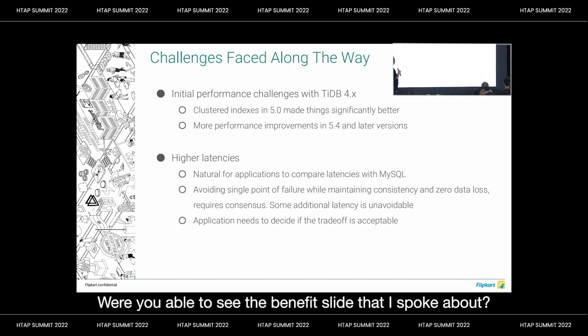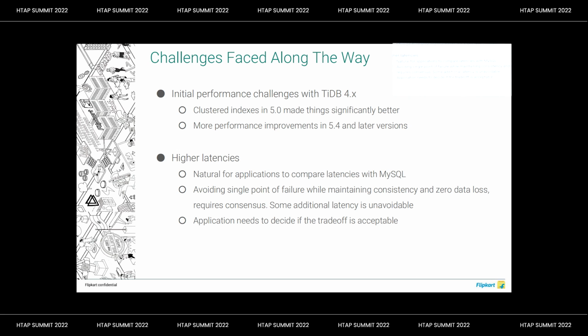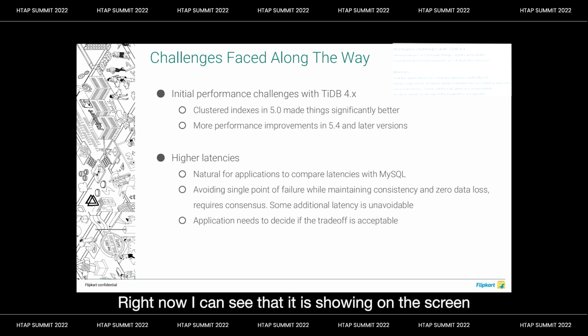Okay. Were you able to see the benefit slide that I spoke about? Yes. Okay, great. So this is the challenges part, right? Now I can see that it is showing on the screen.